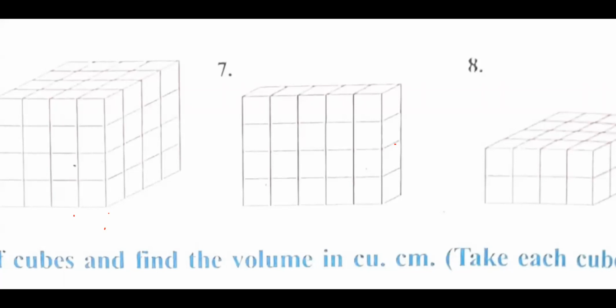And what is the height? 1, 2, 3, 4. 4 is the height. And what is the breadth? Only 1. So 5 into 4 into 1 is 20. Be quick. Okay, the answer is 20 centimeter cube. And if we count this way also, 1, 2, 3, up to 20, and there is only one layer, only one cube. So the answer is 20. Easy?